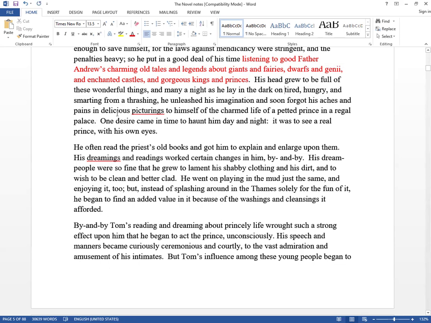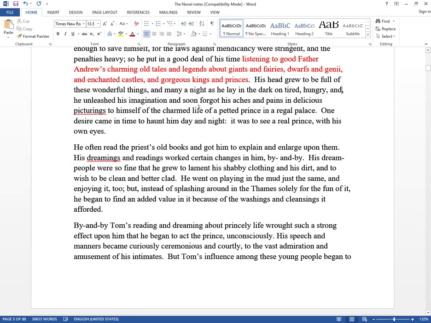Tired and hungry, and smarting from his thrashing. This part is also not in your book. He unleashed his imagination, his thinking. Unleashed means to let go or let loose. And soon forgot his aches and pains in delicious picturings. Delicious means beautiful images, images of a charmed life, the happy life of a petted prince. Petted prince means a much looked after, much loved prince in a regal palace.